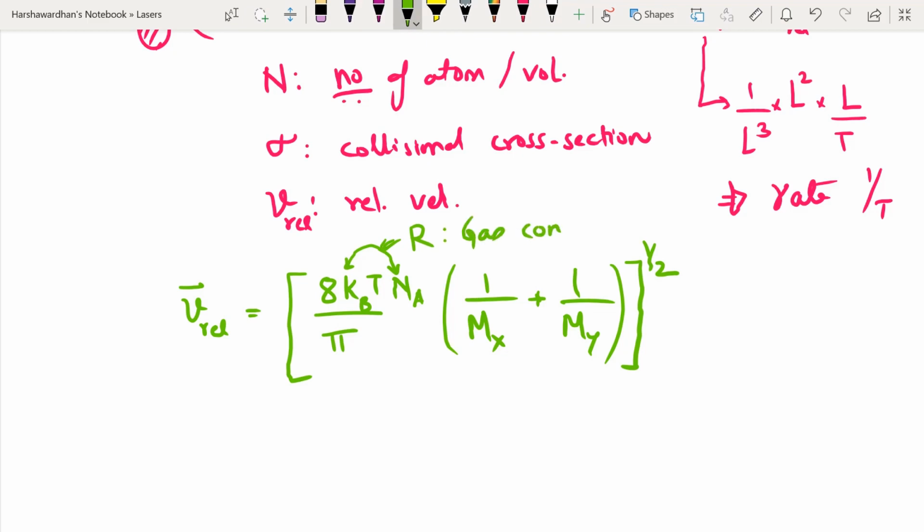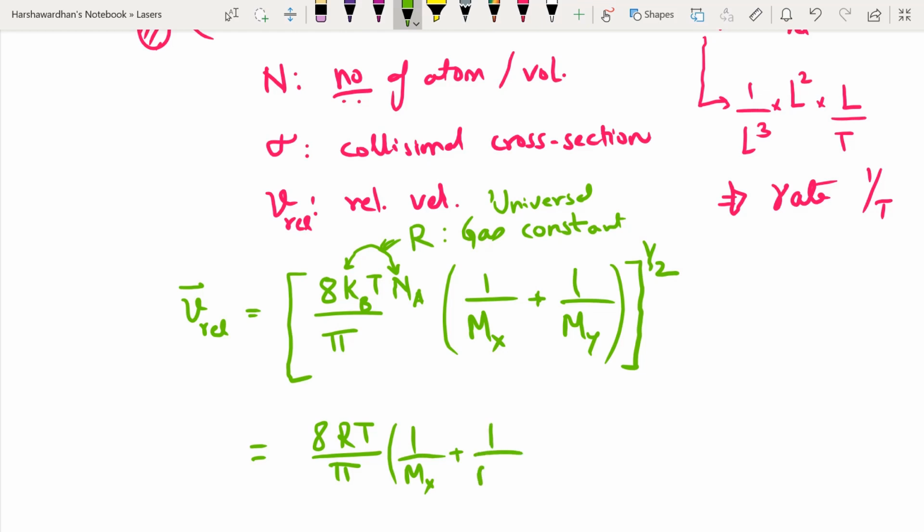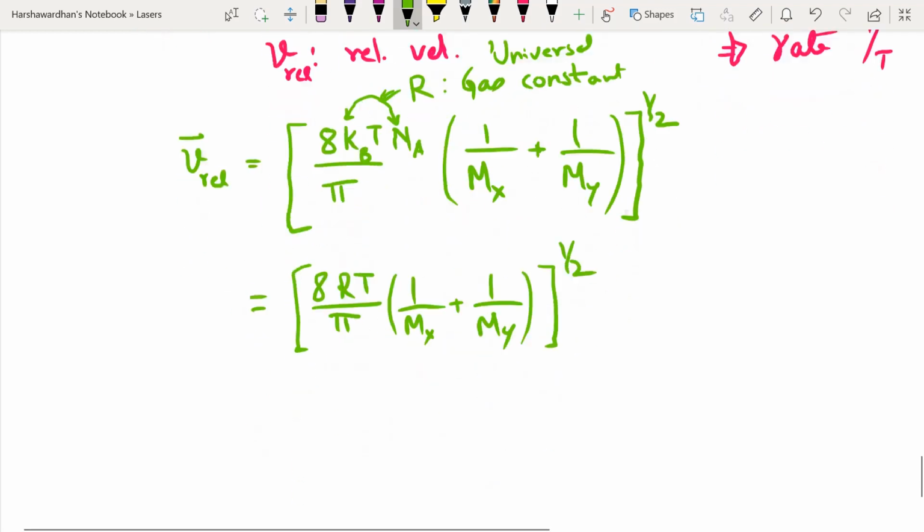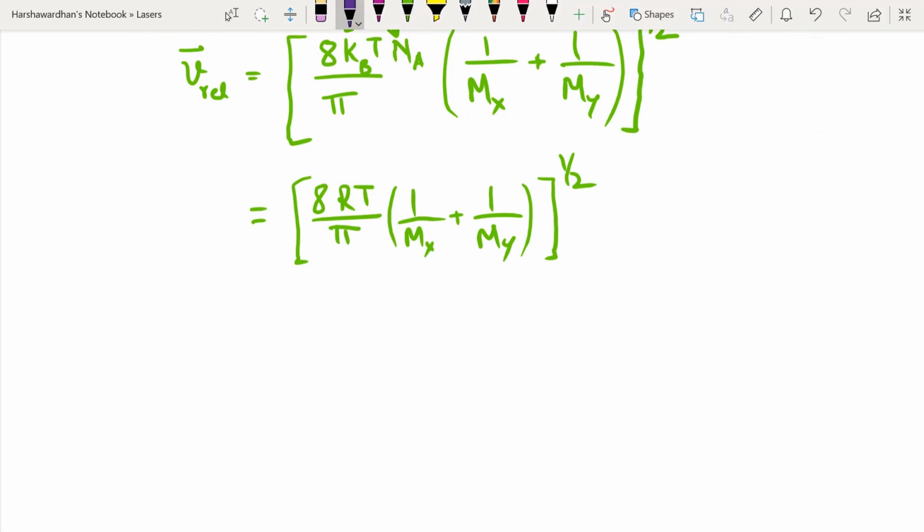Universal gas constant, which is 8RT by pi, where Mx and My are the molecular weights for the corresponding species of atoms which you are interested in, and this to the power of half. Right. So let me write down now the formula for our collisional rate.